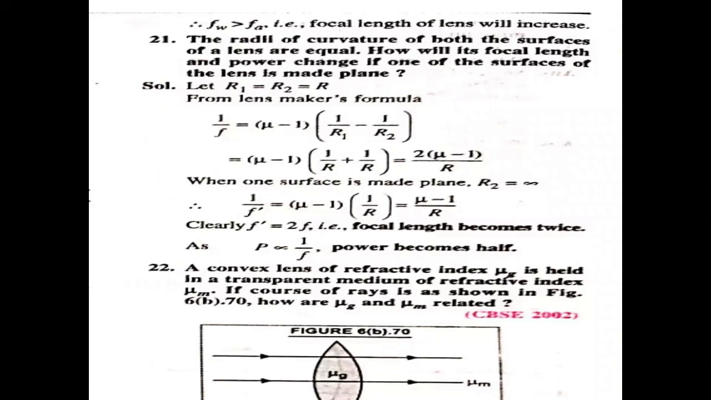I mark this face in red and place the object here. Now I reverse the face and keep the object. Will the position of the image change? In the first case it is 1 by R1 minus 1 by R2. In the second case it will be 1 by R2 minus 1 by R1. That's all. So as long as you are not changing the lens, the position of the image or the focal length will not change. But the focal length depends on R and the refractive index.